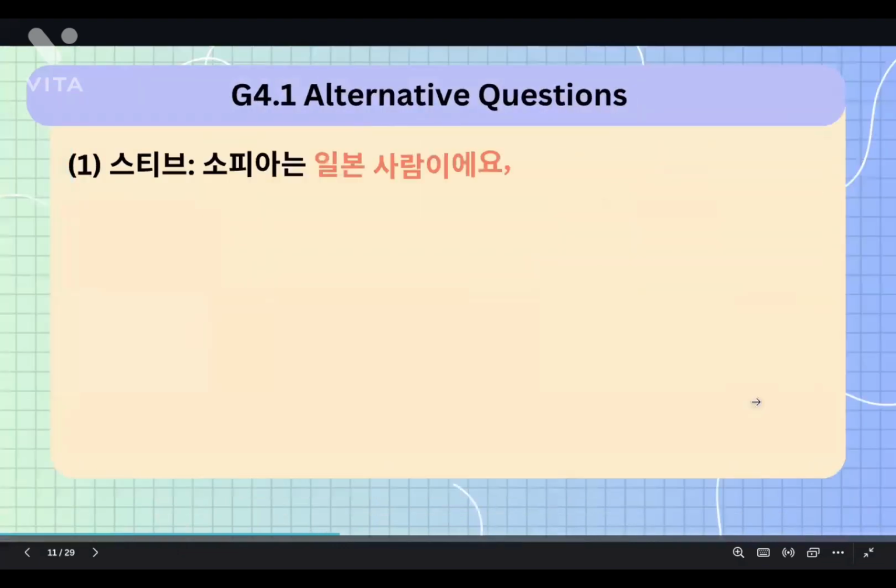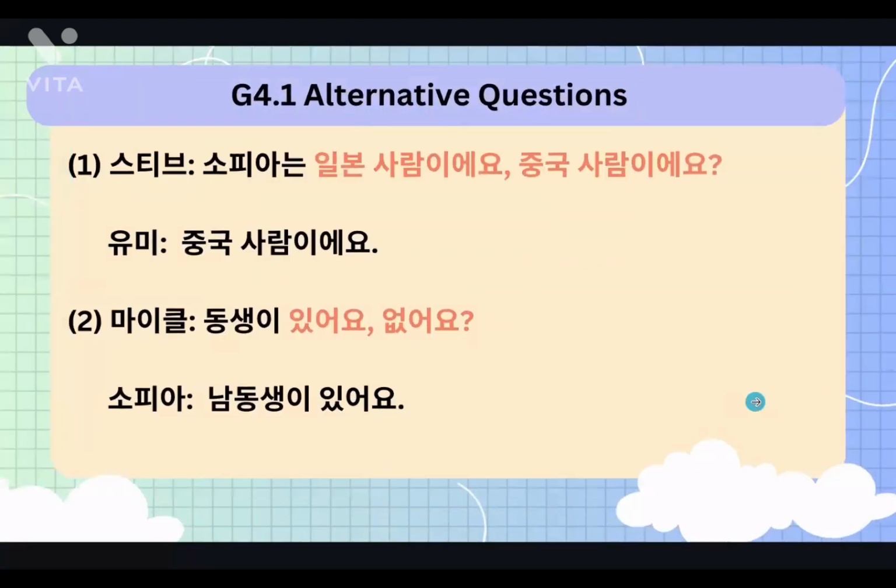Okay, then let's go. Next, our grammar point. So the grammar point is the alternative question. 자, so here we already talked about it in our dialogue conversation 1. 자, here an alternative question is used to ask someone to choose one from the given choices. So look at this. 소피아는 일본 사람이에요? Or 중국 사람이에요? We already learned.